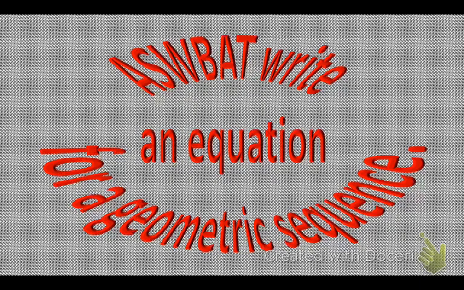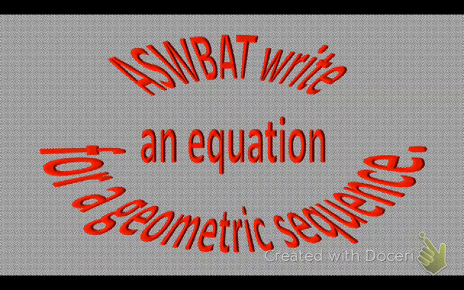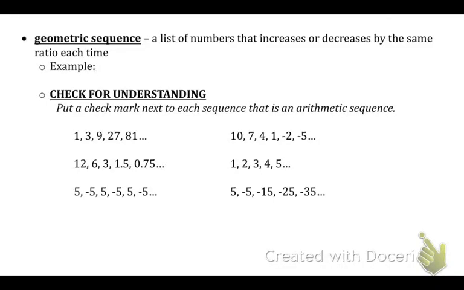In this video, all students will be able to write an equation for a geometric sequence. A geometric sequence is a list of numbers that increases or decreases by the same ratio each time. When something increases or decreases by a ratio, it looks like it's multiplying or dividing by the same number each time.